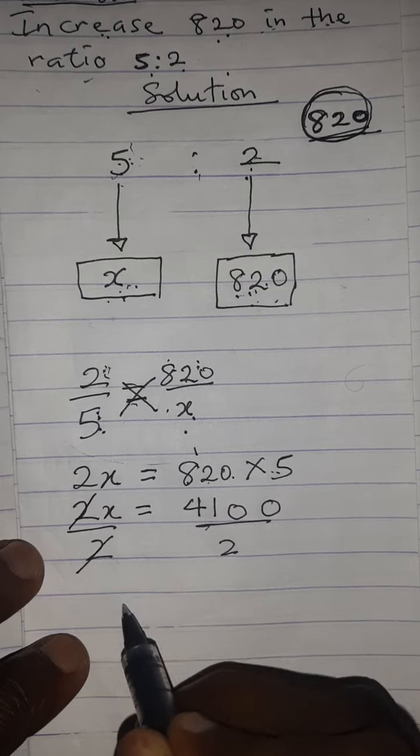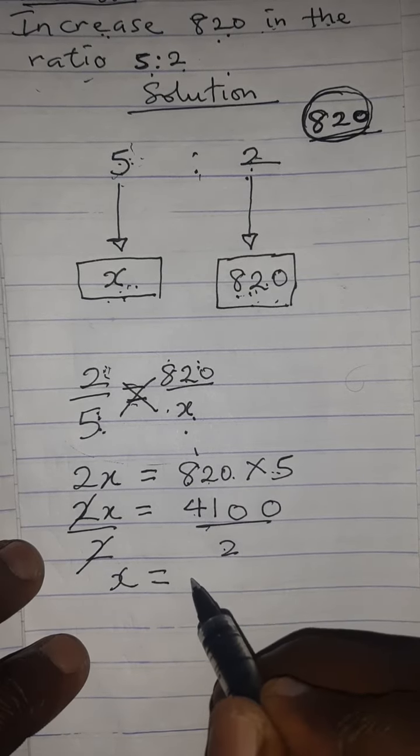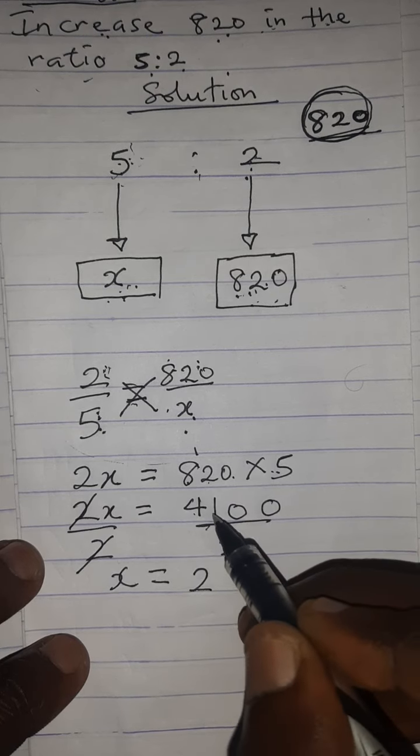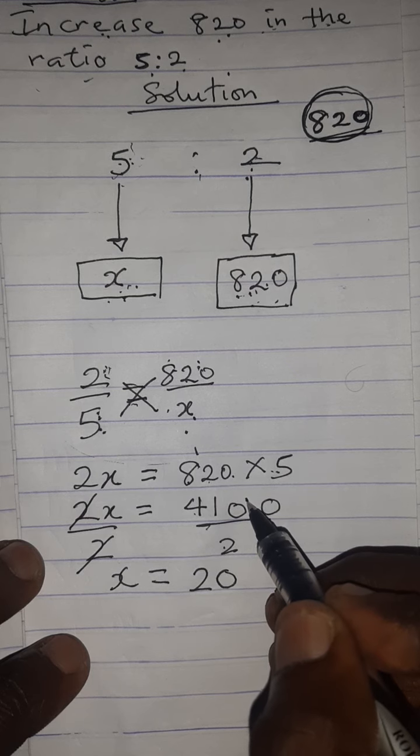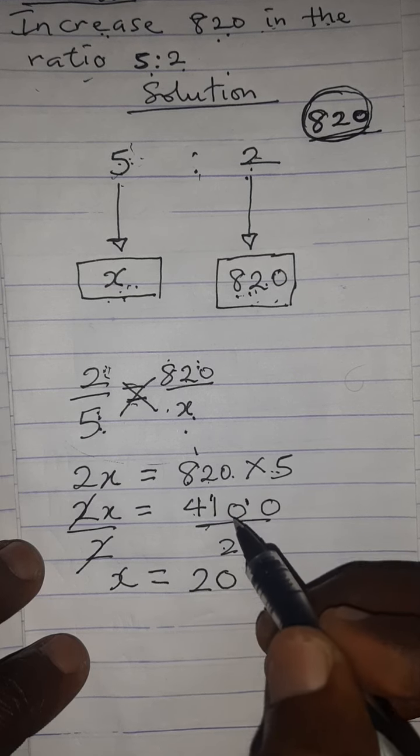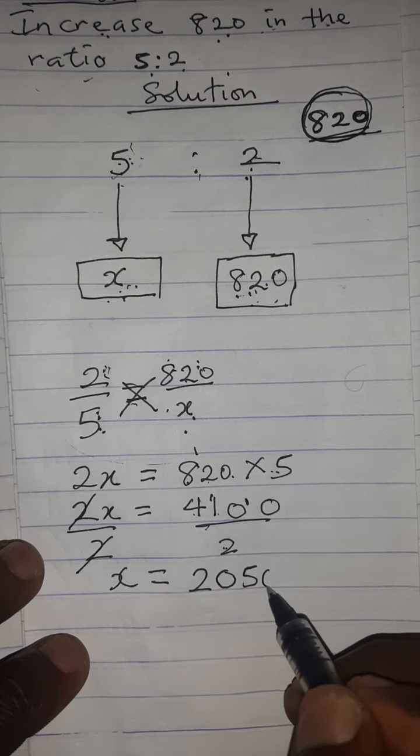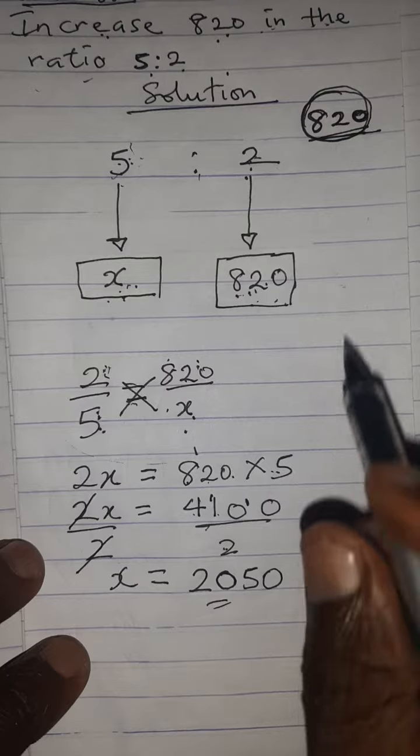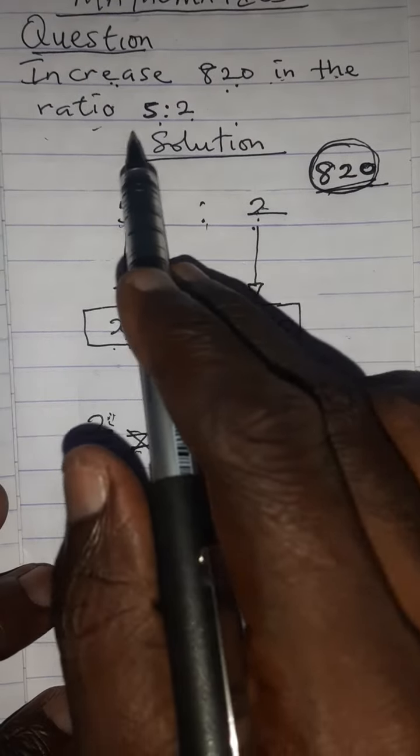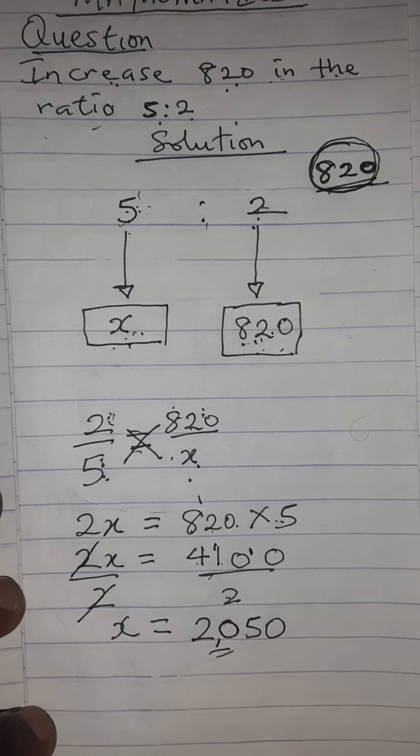2 cancels 2. So my value for x is now equal to: 2 in 4 is 2. Then 2 in 1, it can't divide, so I'm going to write 0. Then I'm going to now include this 0 here to make the 1 and 0 here 10. So 2 in 10 is 5. Then 2 into 0 is 0. So this is my increased version. That means if I increase 820 in this particular ratio, I'm going to get 2050.